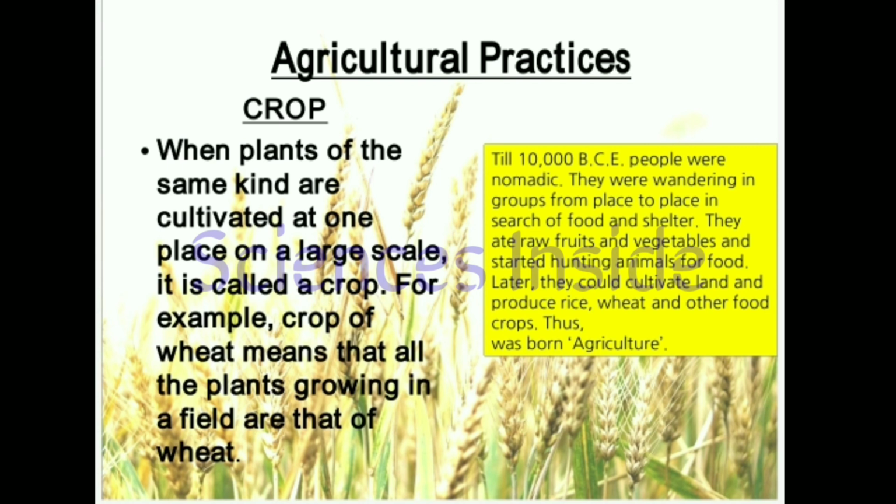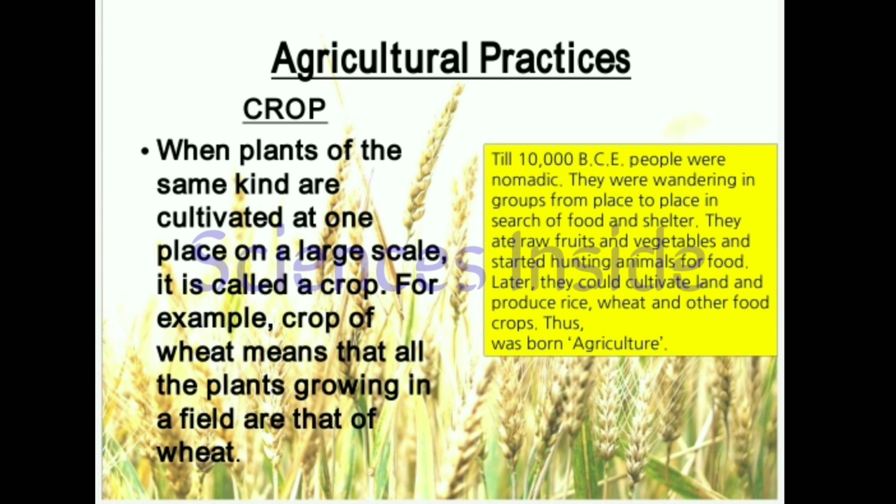First of all we must know what a crop is. When plants of the same kind are cultivated at one place on a large scale, it is called a crop. For example, a crop of wheat means that all the plants growing in a field are that of wheat. The products obtained from crops are referred to as crop produce. A crop grown for the purpose of food is called a food crop, for example, wheat and paddy.